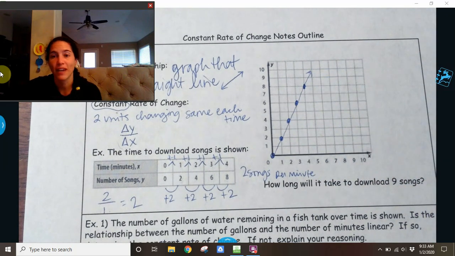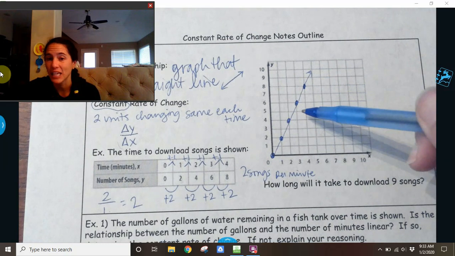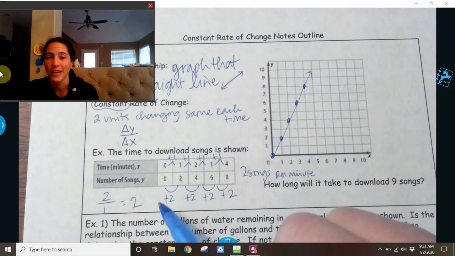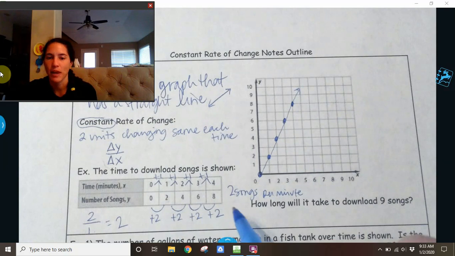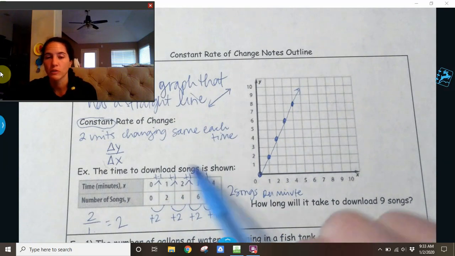this is a straight line. So this is a linear relationship because my rate of change is constant. My rate of change is changing the same. Every 1 minute, there's 2 songs, or 2 songs per minute.